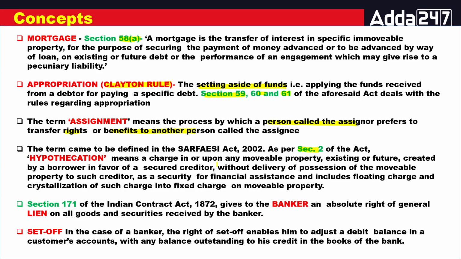Okay, possession and ownership is with the borrower, without delivery of possession of the movable property. Lien is the absolute right of the banker's lien. Section 171 of the Indian Contract Act talks about the general lien. Set off enables him to adjust the debit balance in a customer account. That is called set off. So these are the rights of the bank.